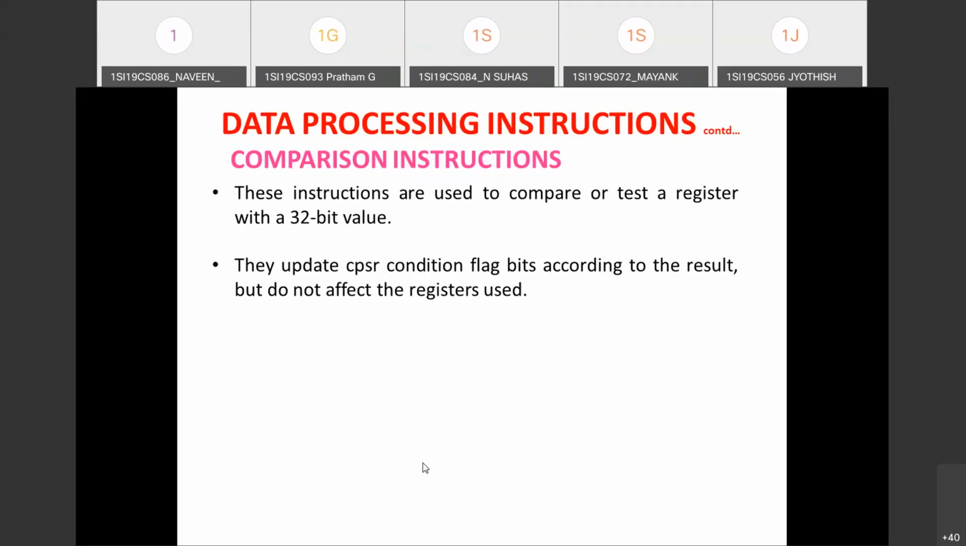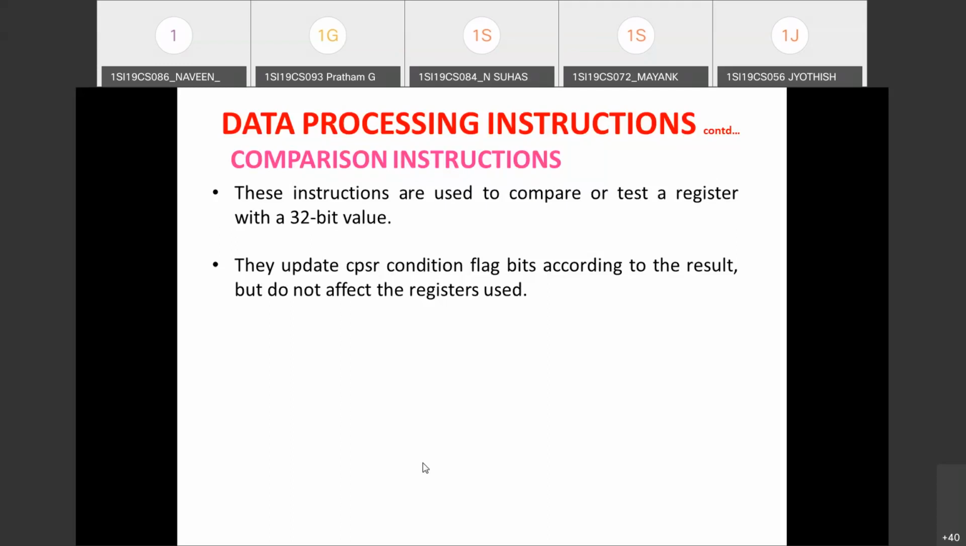What is the purpose of comparison instruction? They are used to compare or test the register with a 32-bit value. They are going to update the CPSR flag bits according to the result, but they are not going to affect the registers used in the instruction. And S suffix should not be given for the comparison instructions. Else, the assembler will raise an error if you try to give S suffix to the comparison instructions.